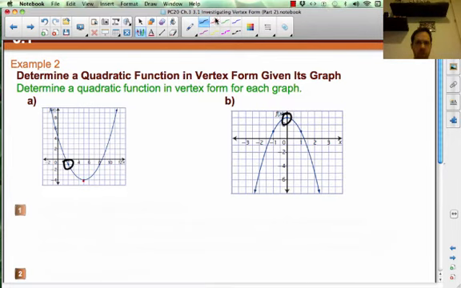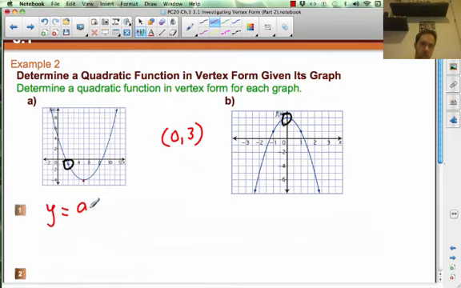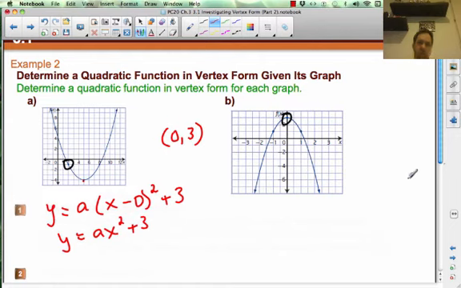We find our vertex here, which is at 0. We haven't moved left or right, but we've moved 3 up. So your vertex is at 0 and 3. So we write y equals our unknown a times x minus 0 all squared plus 3. And of course x minus 0 is just x. So this will turn into ax squared plus 3.